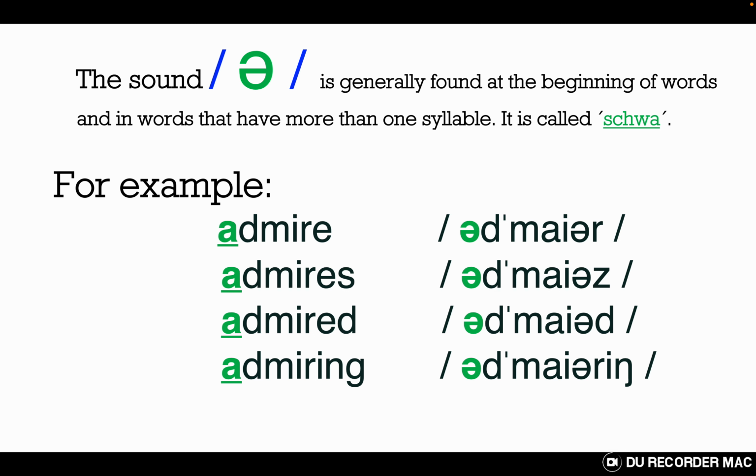The first word, admire. The second word, admires. The third word, admired. The last word, admiring. Let's pronounce after me. Admire, admires, admired, admiring. Let's go to the next slide.